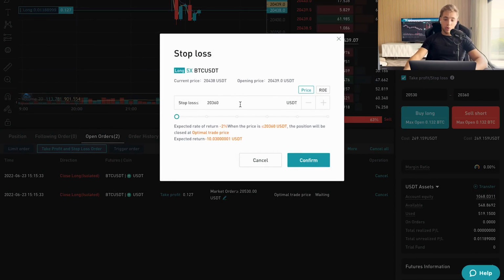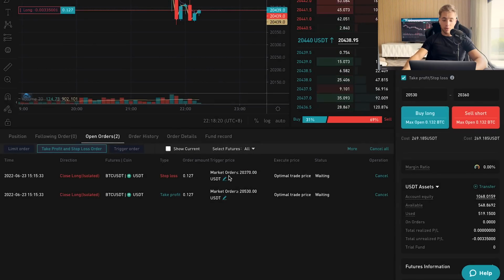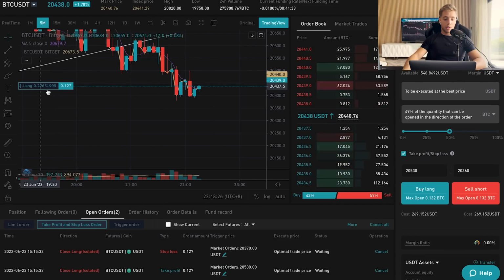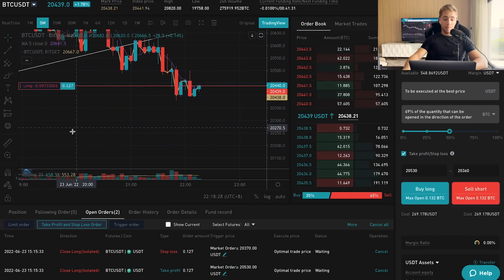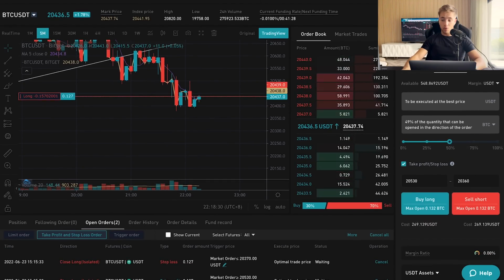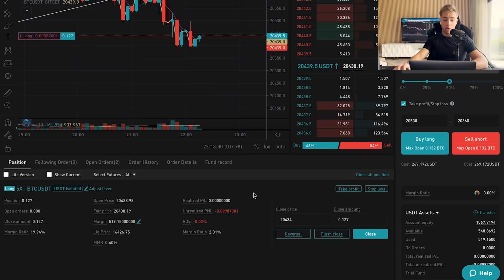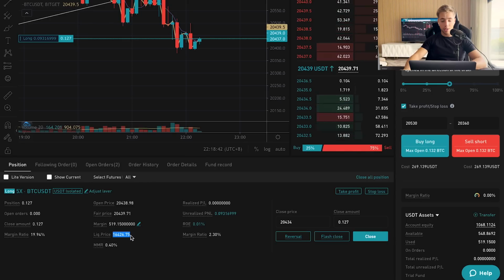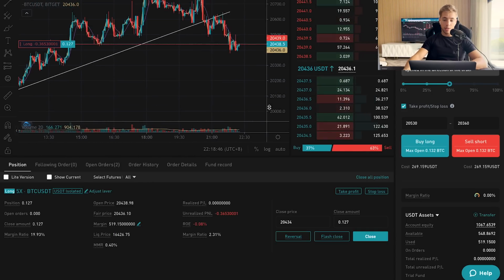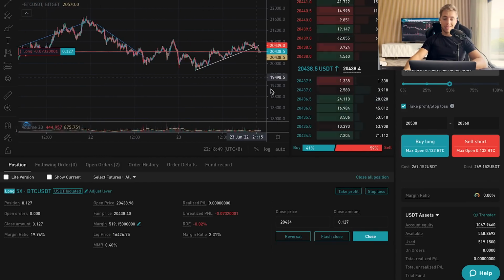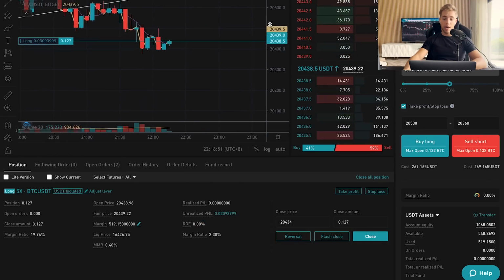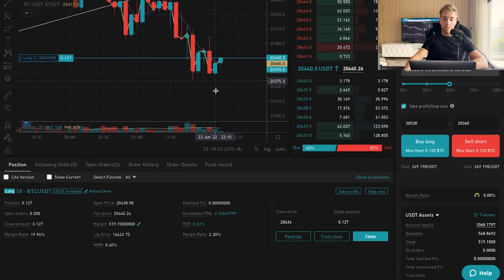Let's say you want to put your stop loss higher, like 370, boom, confirm, and it's already here. Another thing you can see in here is your P&L. This is nothing special because there's only 5x leverage. Another thing you can see is the liquidation price here, 16,400 USDT. This is because the leverage isn't big, right? Let's say if you put 100x leverage, then the liquidation price would be somewhere here, around 20,200.